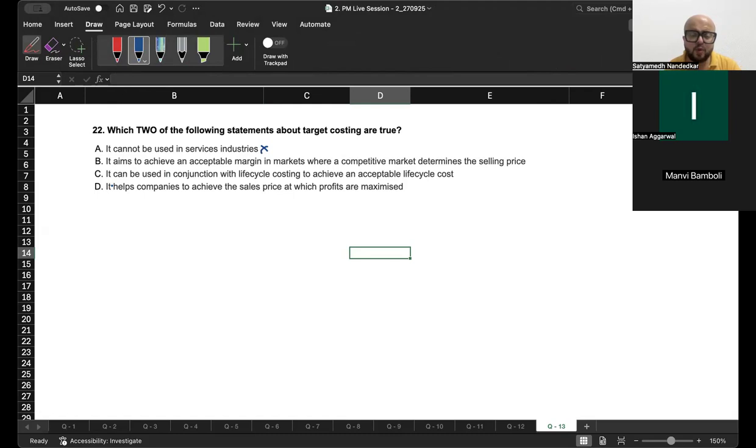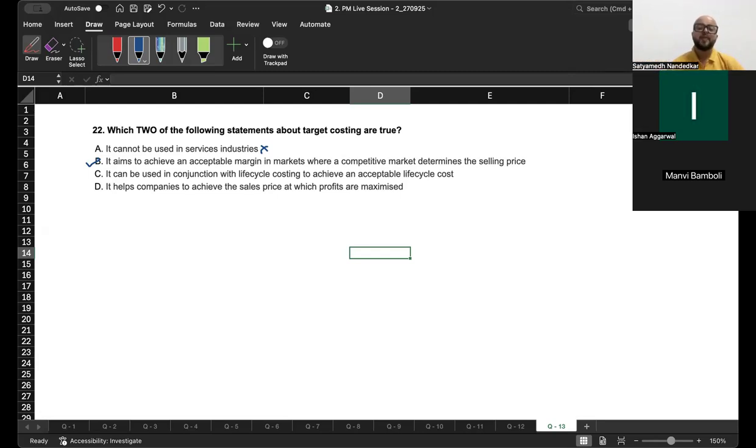Then, it aims to achieve an acceptable margin in markets decided. So you will first of all get the target selling price. From that you will have a 20%, 30% margin. So it helps you to achieve an acceptable margin, giving you a target cost and then forcing you to reduce the rest of the cost to match the target cost.